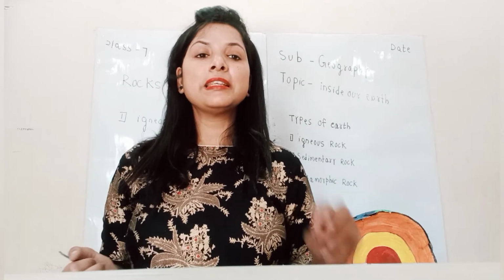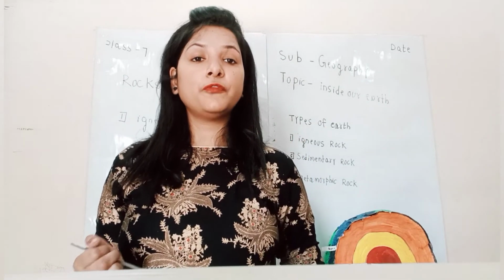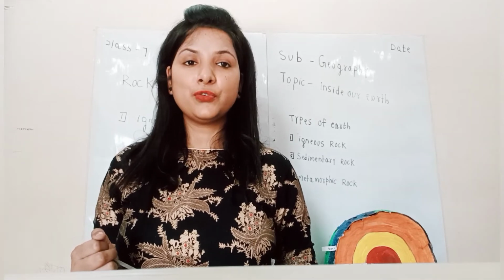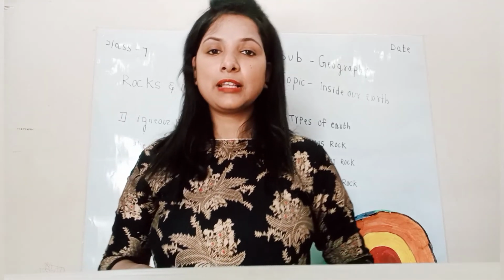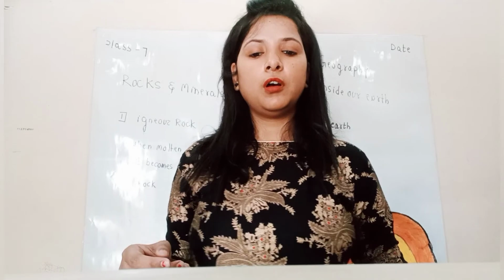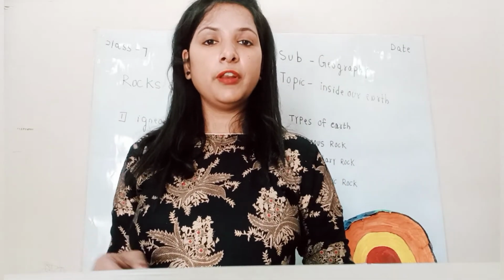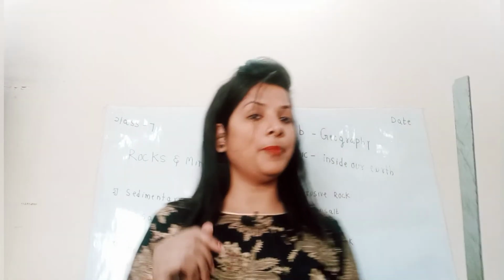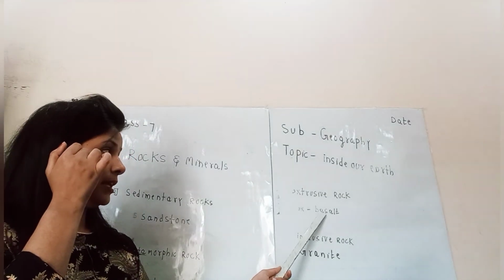Basically there are 2 types of igneous rock. First one is intrusive and second one is extrusive rock. We will learn about this one by one. First we will learn what is extrusive rock. When molten magma comes out on the earth crust and cools down there, the rock formed like this is known as extrusive rock. An example is basalt.